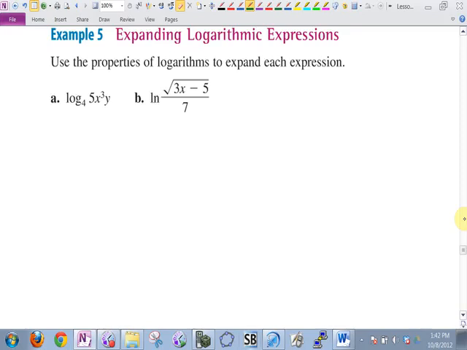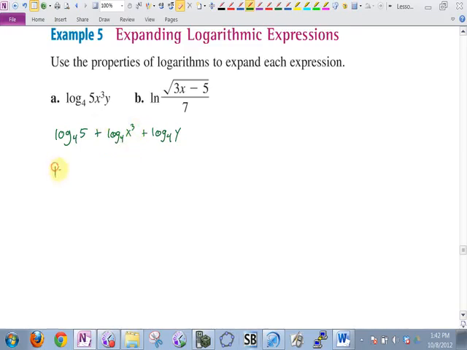Right? Okay. Anyway. So first we break up all of these multiplications. We have the log base 4 of 5 plus the log base 4 of x cubed plus the log base 4 of y. That right there is the log base 4 of x cubed, not the log base 4 of x cubed. Right? See? Okay, now I think I'm confusing people.